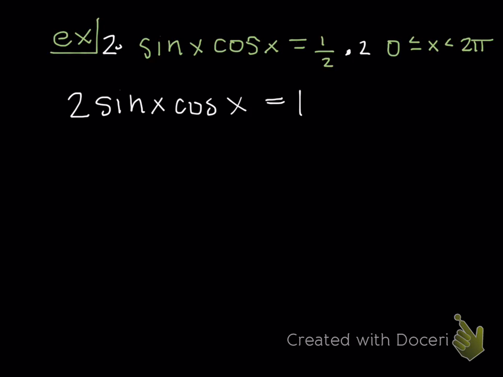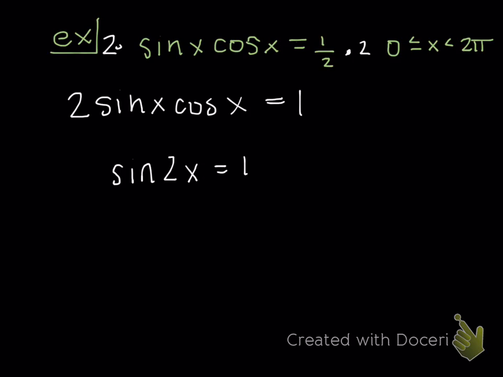Now I want you to look at your formula sheet again that you should have out from chapter 5. And I want you to look around until you see where it says 2 sine of x cosine of x. So this is actually one of our double angle formulas. If you look at that section, you'll see 2 sine of x cosine of x. So that can be replaced with sine of 2x. And now by doing that, I was able to get this in terms of one trig function.